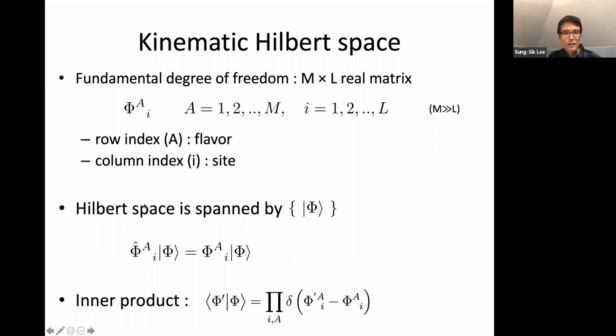Now, the total Hilbert space is spanned by this basis state, ket of phi. This is just the eigenstate of this operator phi hat, whose eigenvalue is the label for this basis state. It's like the position eigenstate for this matrix operator. And then we use the standard inner product for those scalars, okay?